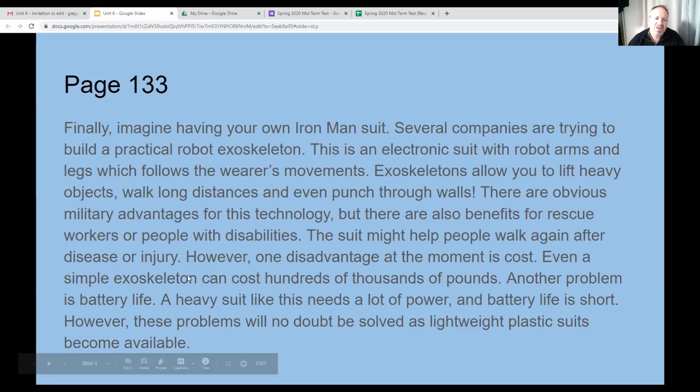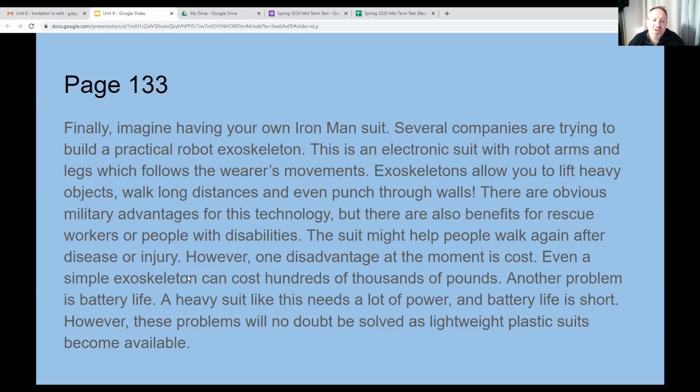Finally, imagine having your own Iron Man suit. Several companies are trying to build a practical robot exoskeleton. This is an electronic suit with robot arms and legs, which follows the wearer's movements. Exoskeletons allow you to lift heavy objects, walk long distances, and even punch through walls.